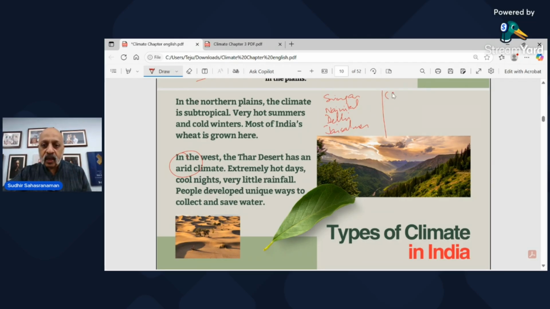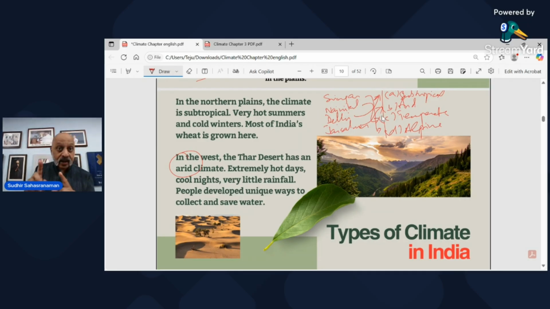For example, the options will be subtropical, arid, temperate, alpine. So you need to match the following. Srinagar will go with alpine, Nainital will go with temperate, Delhi will go with subtropical, and Jaisalmer will go with arid. So you need to be able to do that.